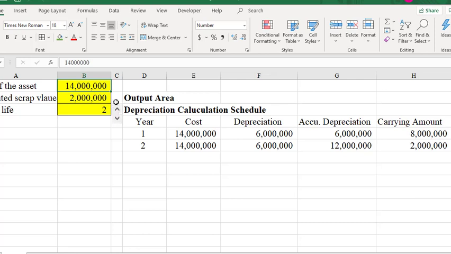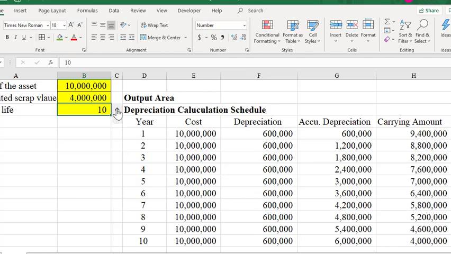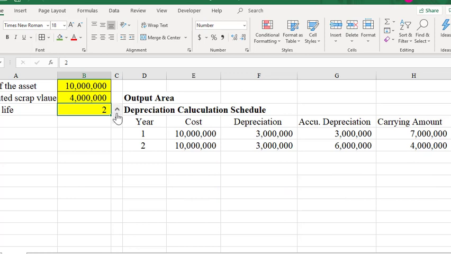So we have developed a model, and if you want to change, let's say, the cost of the assets to 10 million, you can alter these figures, and the estimated scrap value, let's say 4 million, is automatically altered. You can see it is processed quickly in milliseconds, right? Depreciation is quickly computed, right? This is what we call an accounting model.